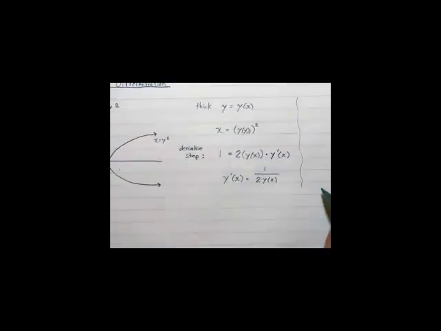I'm going to do the same problem in this other little column right here, and I'm just going to drop all of the of x's. So you have x equals y squared. So your derivative step would be 1 equals 2y times y prime, and then y prime equals 1 over 2y.